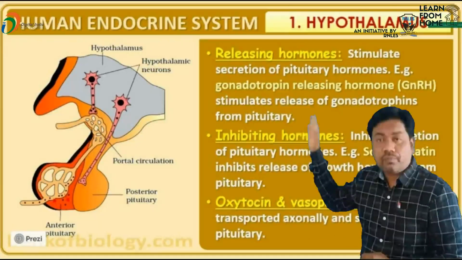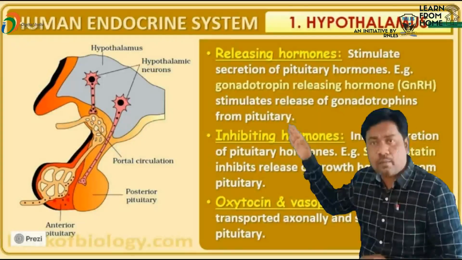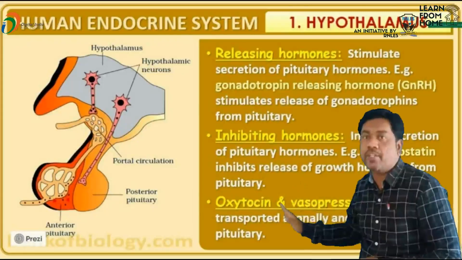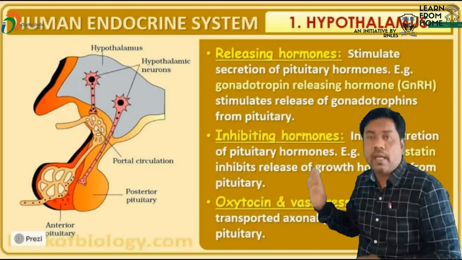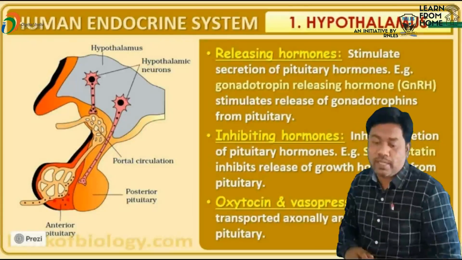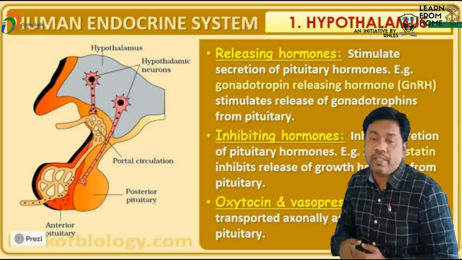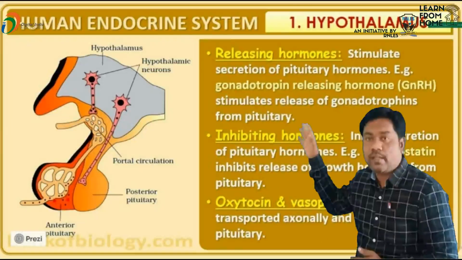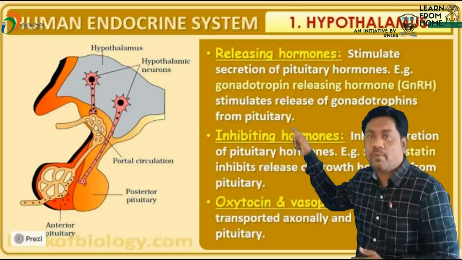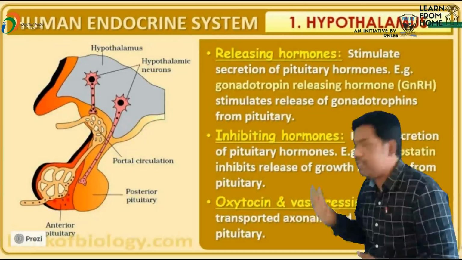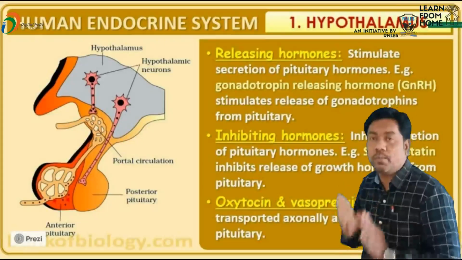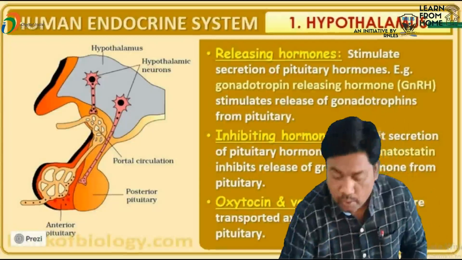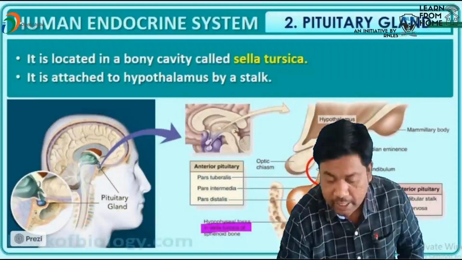And here the hypothalamic releasing hormones and inhibiting hormones reach the anterior pituitary gland by the help of one system, that is known as the hypophyseal portal system. By the help of the hypophyseal portal system, those inhibiting hormones and releasing hormones reach the anterior pituitary structures. Okay, these are the two important structures. Okay, this is about the pituitary gland. So let us talk about the pituitary gland, beta.